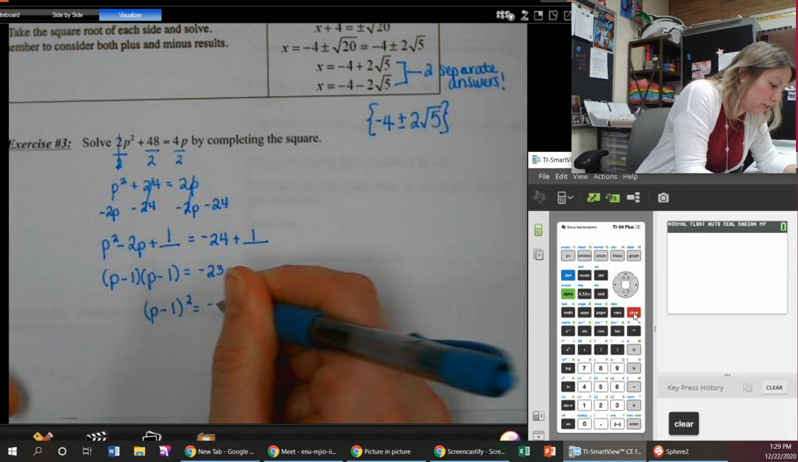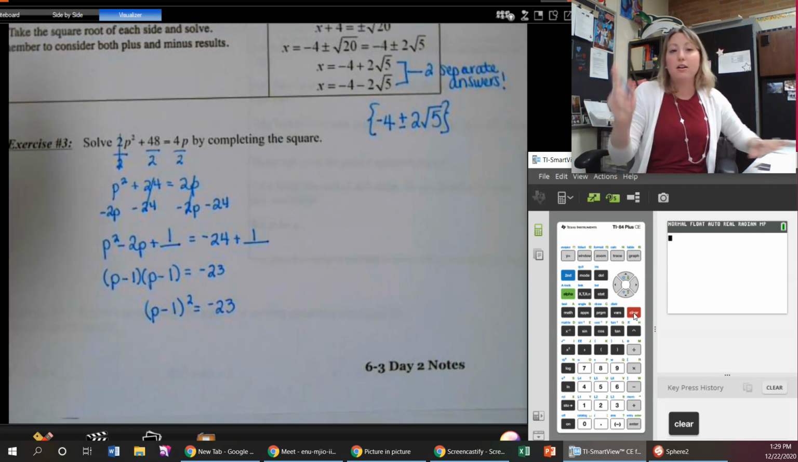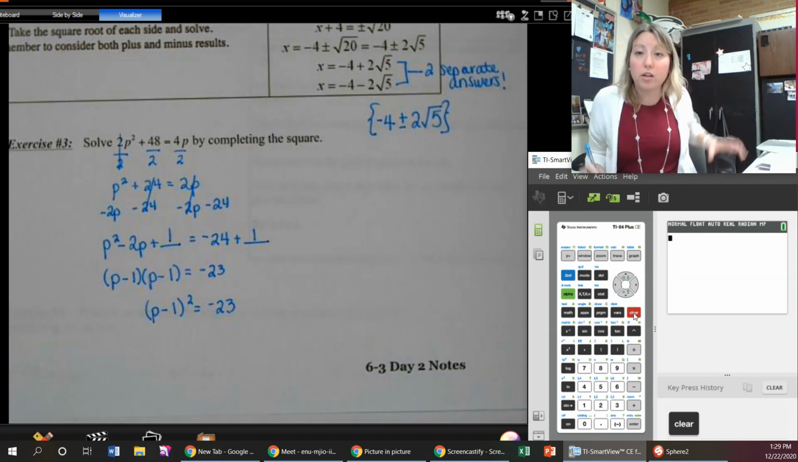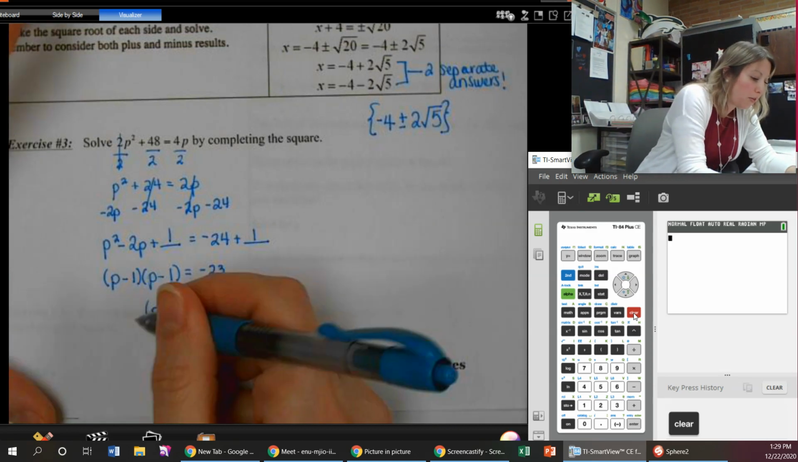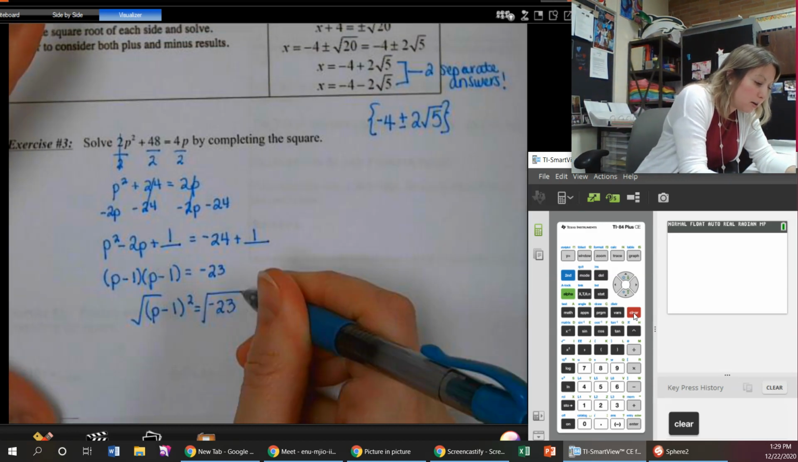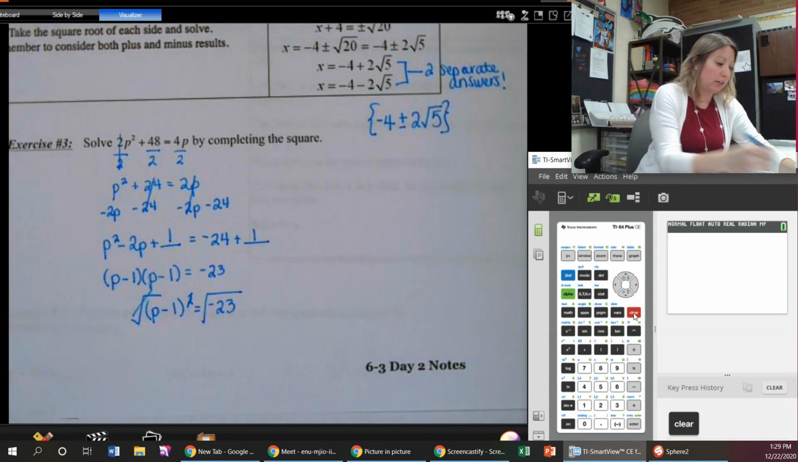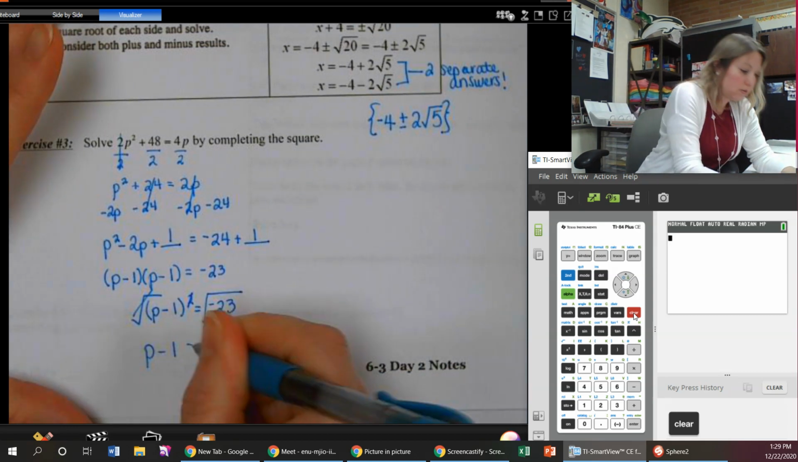So I bring that integer down from line to line. Now that I've got p minus 1 as a binomial squared, I can take the square root of both sides because what that does is eliminate the squared and just leaves me p minus 1. Done with that part.